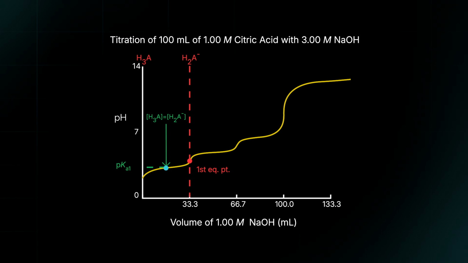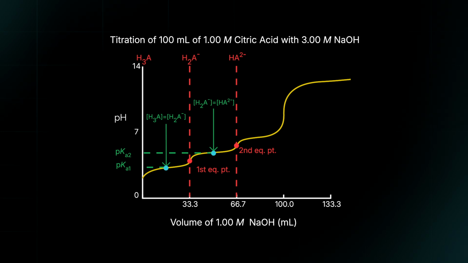In the second segment, we remove the second proton. More base is added, converting H2A- to HA2-. The process continues until we reach the second equivalence point, where all of the H2A- has been neutralized. At the half equivalence point, where H2A- and HA2- are present in equal concentration, the pH is equal to the second pKa of citric acid.